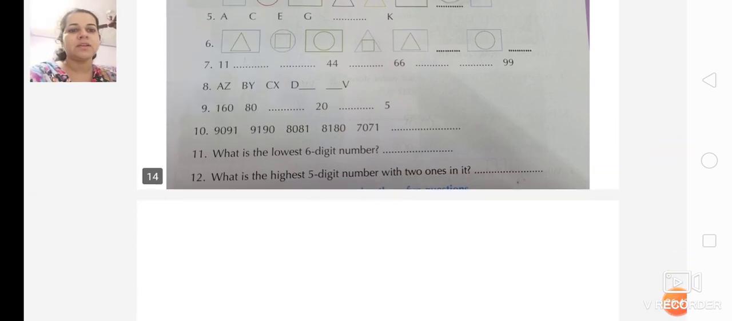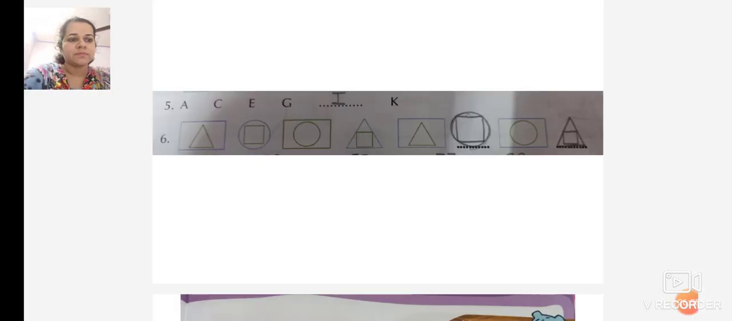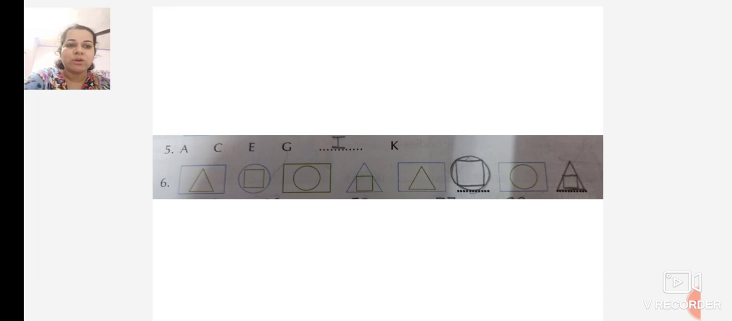I'll show you how to write in the textbook. You can see the answer in the textbook. You can copy the answer in the textbook in the same manner. Triangle inside the rectangle, then a square inside the circle, then again a circle inside the rectangle, and the last one is a square inside the triangle. So you can write the answer in the same manner in the textbook. Why? Because we are following the same pattern method. So you will draw a square inside the circle and a square inside the triangle.